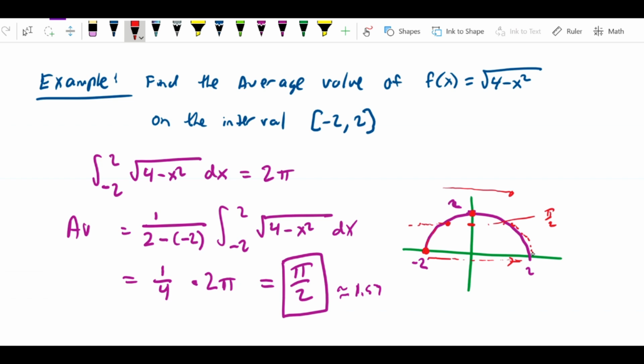So that's really what it means to say it's the average value. It's the average height that I would encounter if I spend an equal amount of time under each part of that semicircular ceiling.